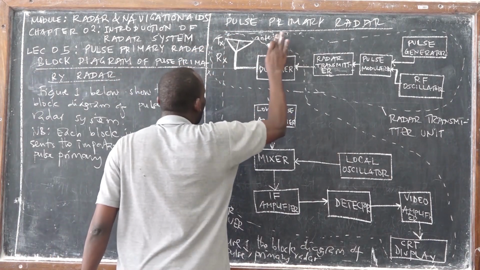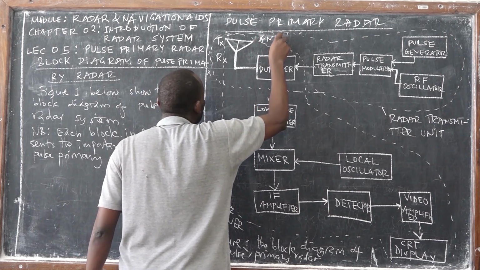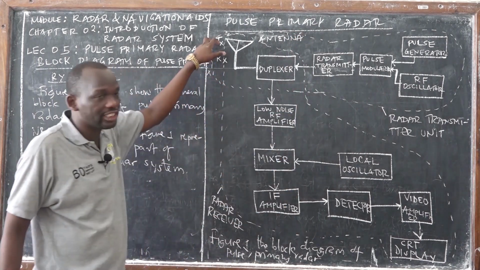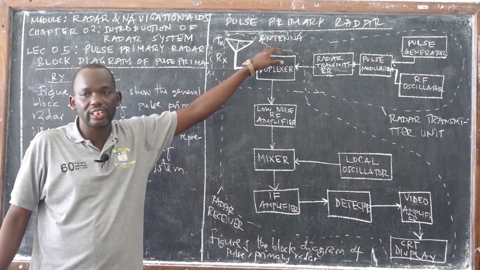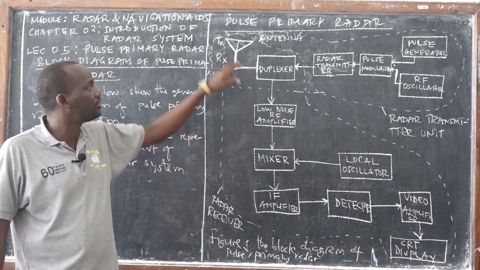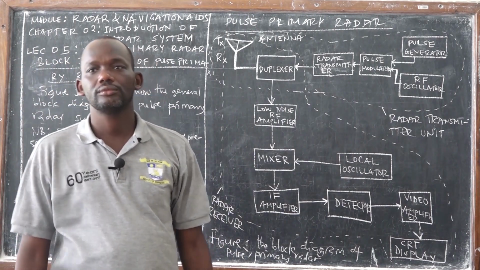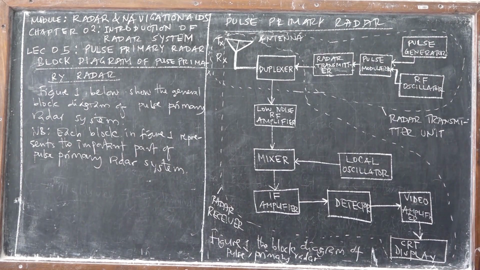So I have written this one in capital letters: Antenna. That's why here I wrote TX means transmitting antenna, and RX means receiving antenna. This is the symbol for the antenna system. So let me just explain briefly, and then we'll dive in.